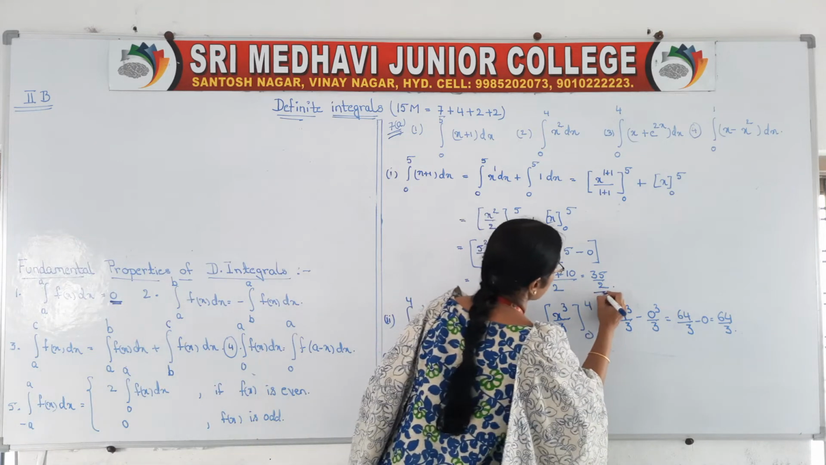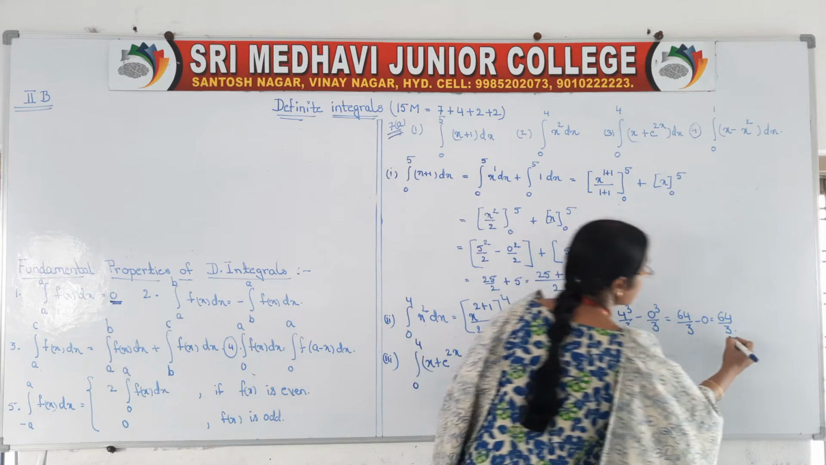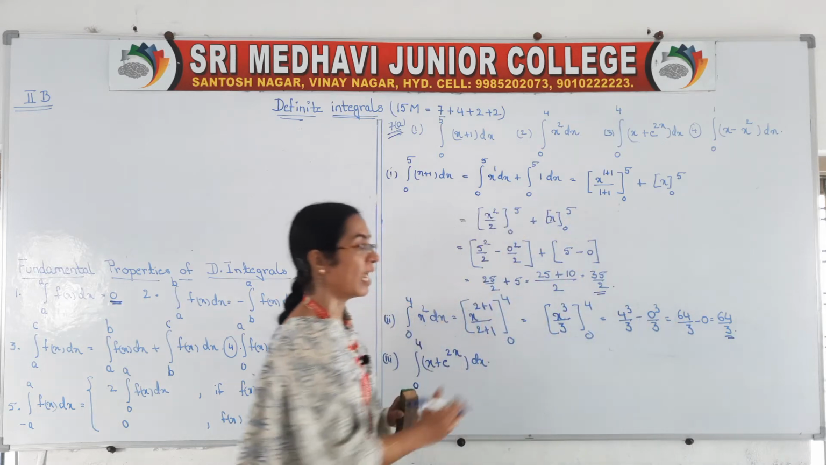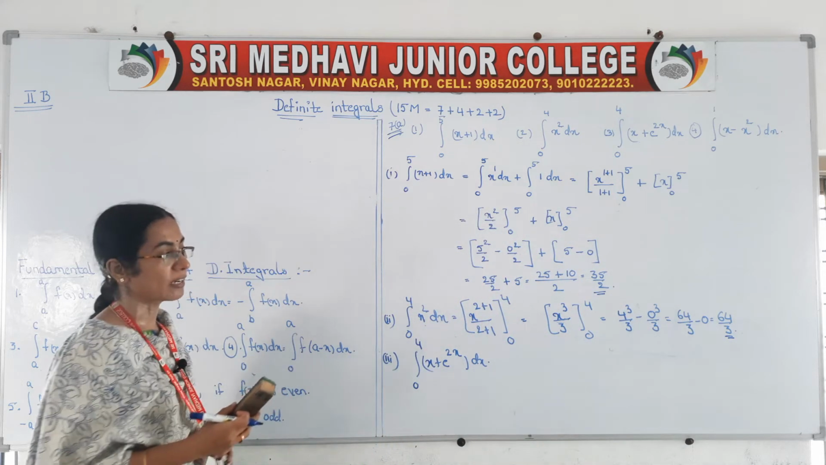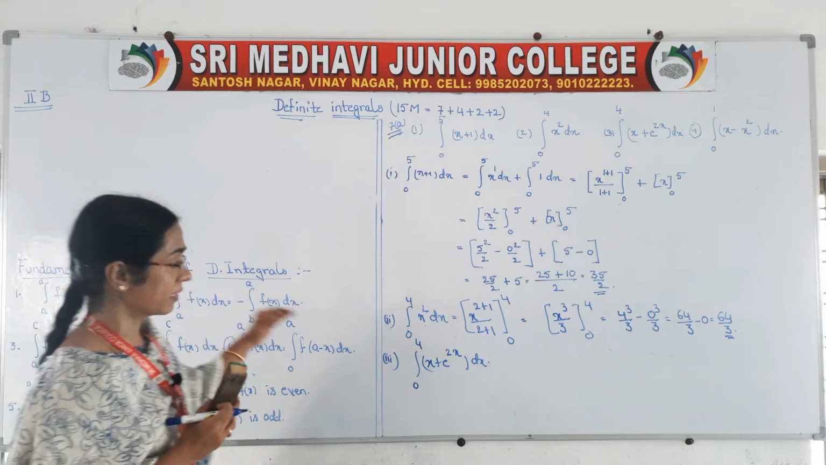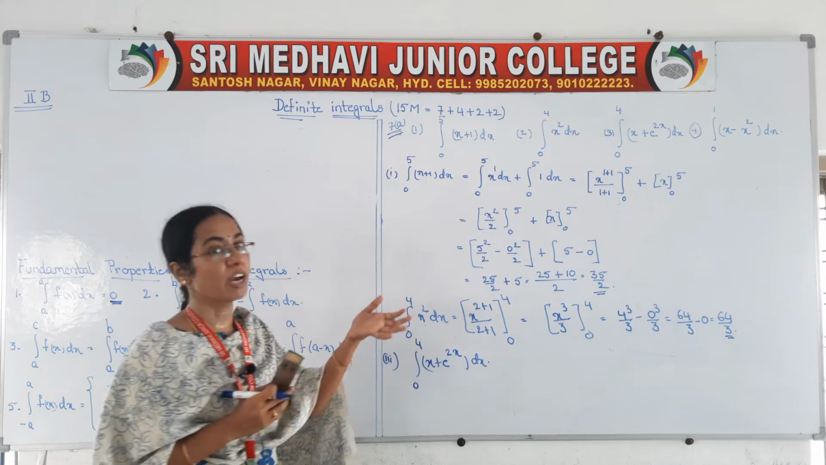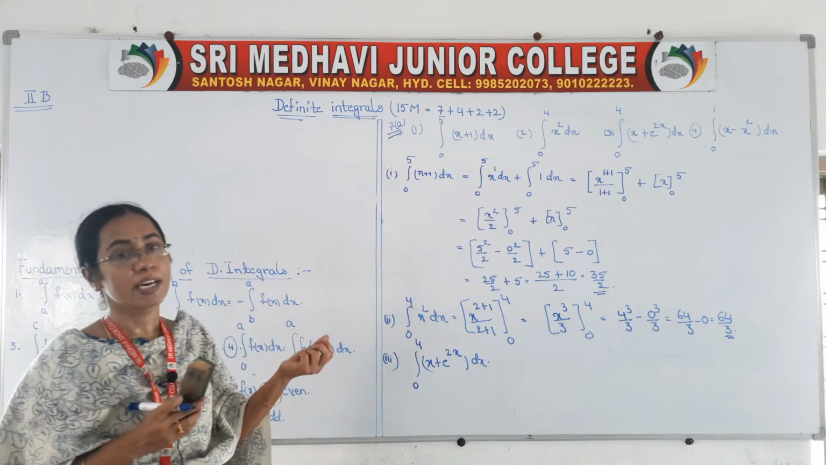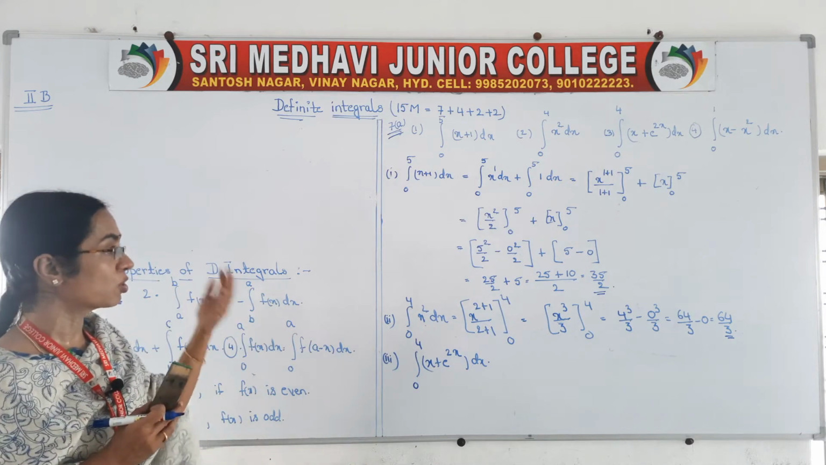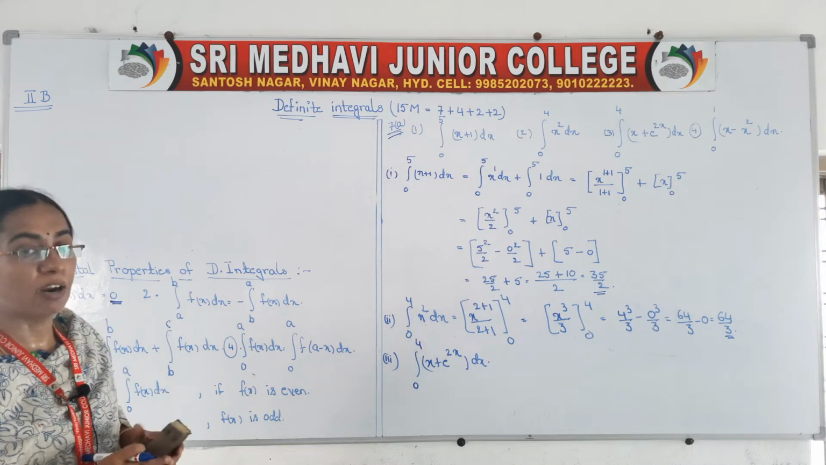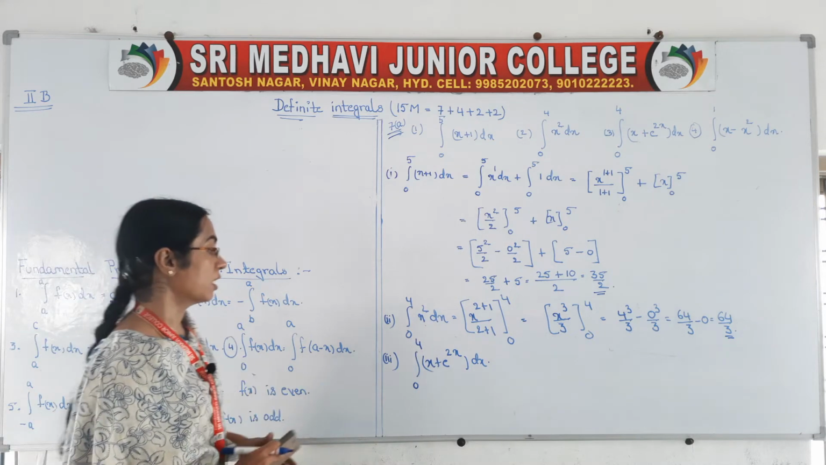But here we are getting some definite value. See, we got 35 by 2, we got 64 by 3. That's why these are called definite values. Also, we know its limits, from which value to which value we have to find this function, from x is equal to 0 to 4. So now come to the third question.